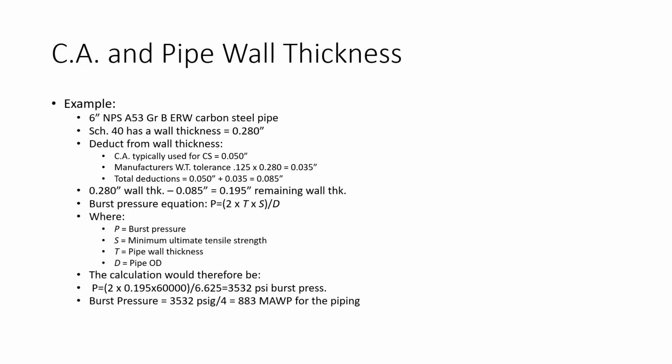The burst pressure is then divided by a safety factor of 4 in accordance with ASME Boiler Pressure Vessel Code Section 8, paragraph UG-101 as follows. The 3,532 psi is divided by 4, which equals 883. If you round that down to 880, that gives you your maximum allowable working pressure or pressure rating for the piping.